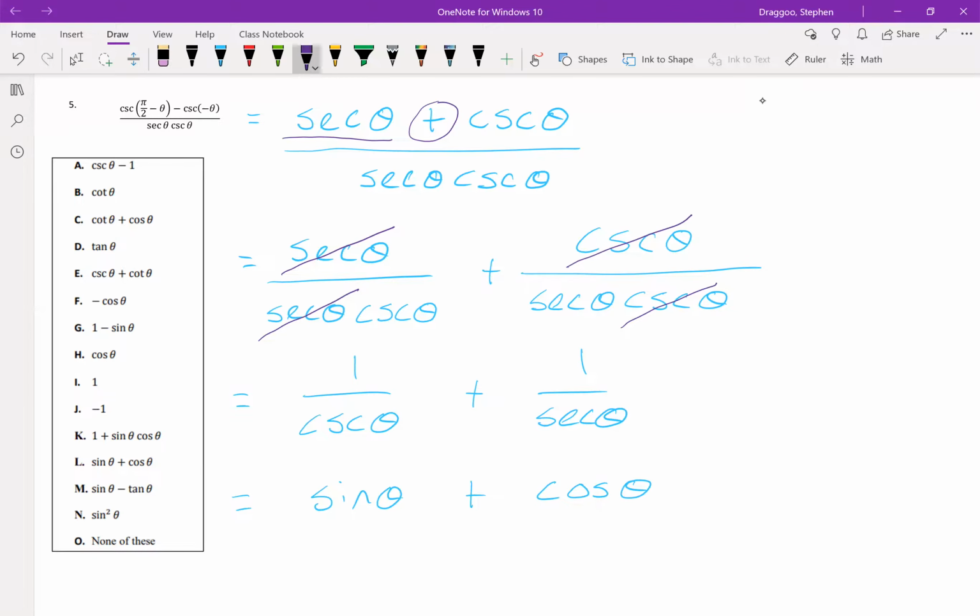Reducing those pieces away, I'm left with 1 over cosecant plus 1 over secant. And then applying the reciprocal identities to each of those, I have sine plus cosine, which simplifies to option E.